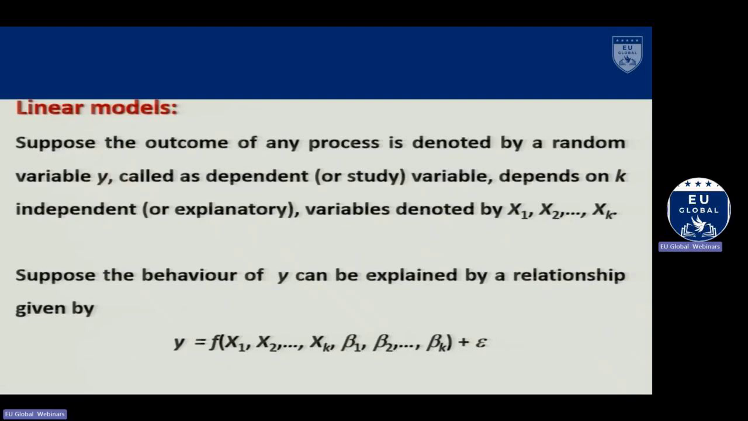Since the input variables are fixed, they are also called independent variables or explanatory variables, designated by x1, x2, up to xk. The output variable, y, is the dependent variable, also called the study variable, and it is a random variable. So we have to find the relationship y = f(x1, x2, ..., xk; beta 1, beta 2, ..., beta k) + e, where e is epsilon.